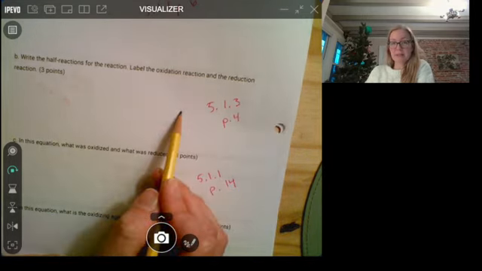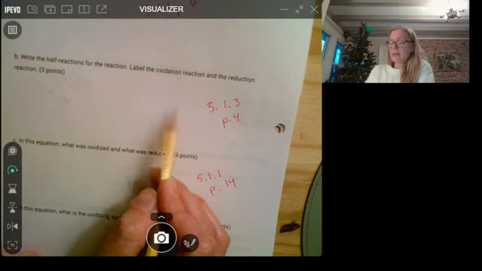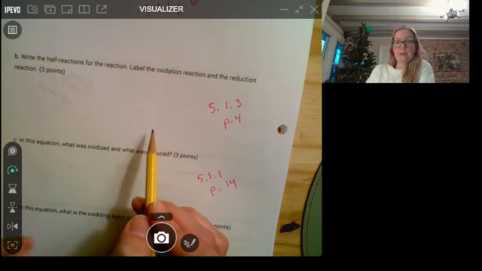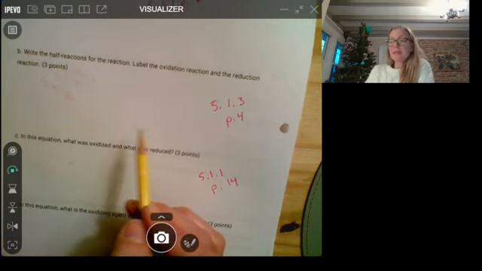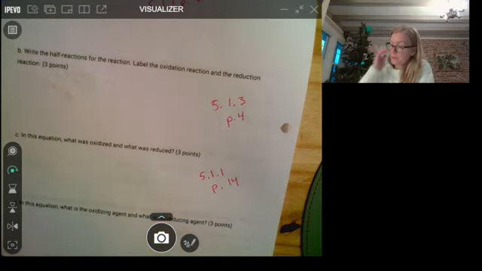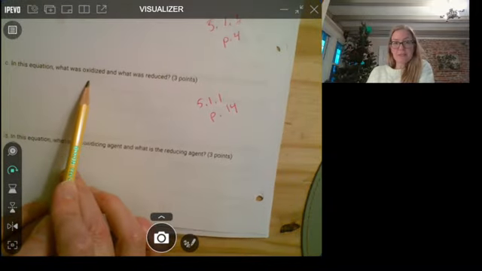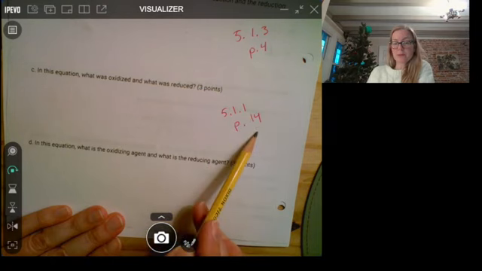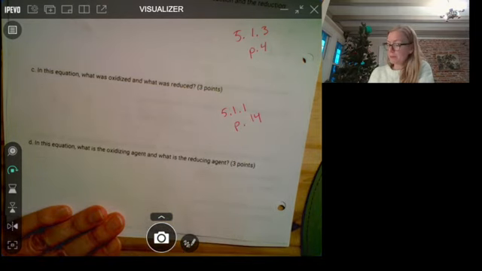The element that was oxidized, include the electrons, whether they were gained or lost. And then the element that was reduced, again include the electrons that were gained or lost. But the elements that were not oxidized or reduced are not going to be in the answer to B. If you're not sure on the definition of oxidized and reduced, you can look back at 5.1.4, page 14. You'll be able to figure out which one was which.